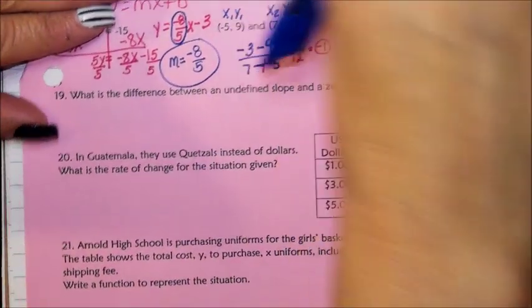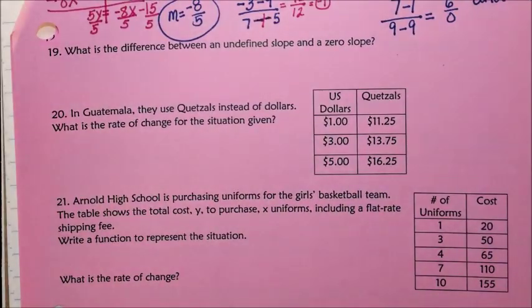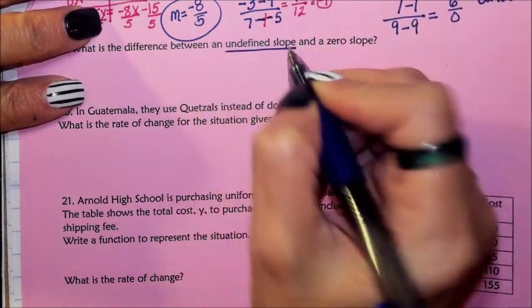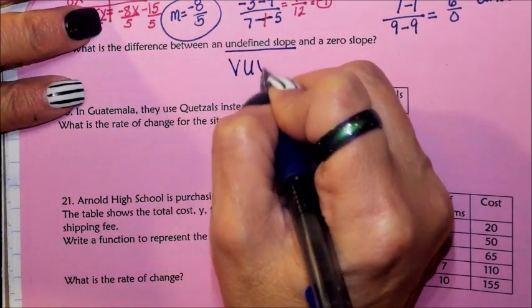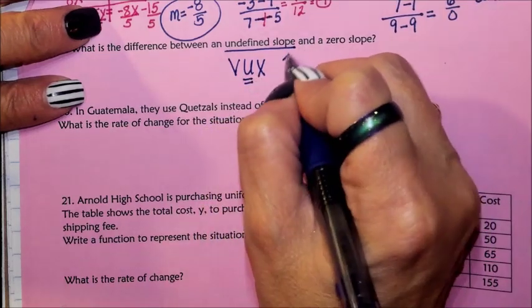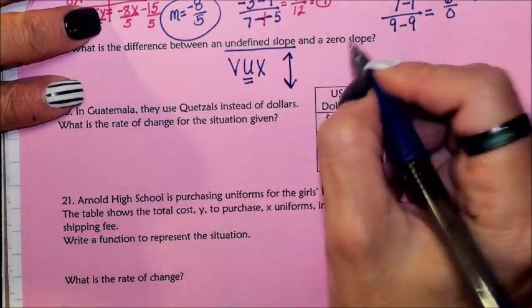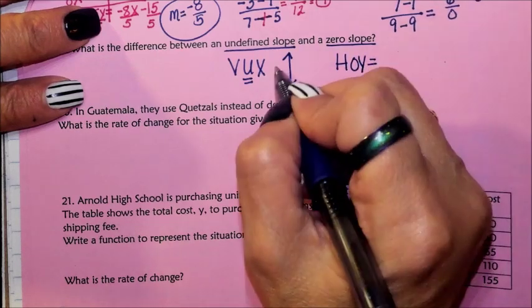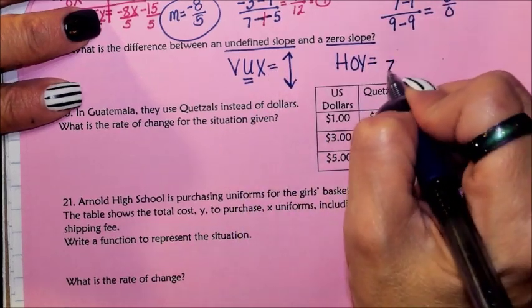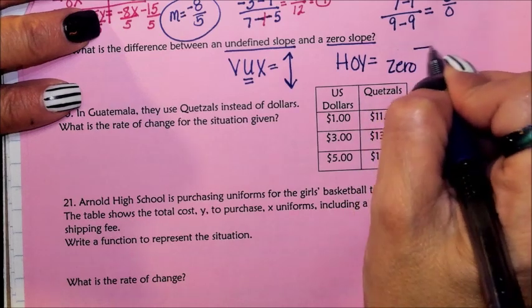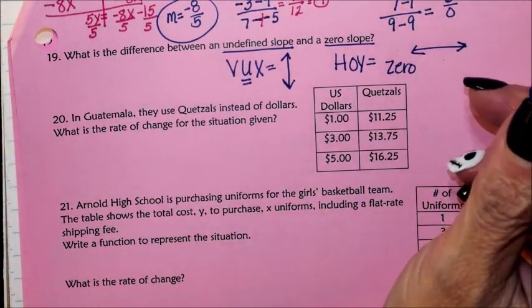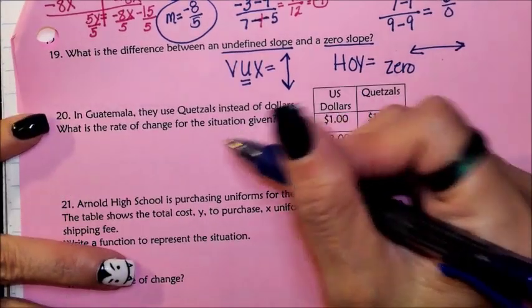All right, what is the difference between undefined slope and a 0 slope? Undefined slope is x equals a number. It's undefined. It is a vertical line. 0 is y equals a number, which is a 0 slope and a horizontal line. That is the difference.